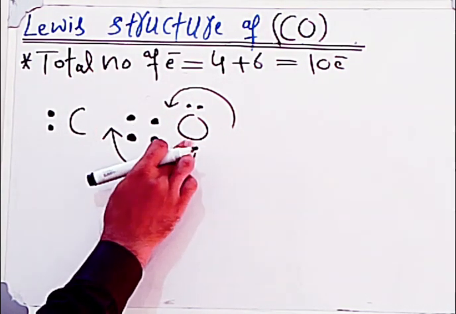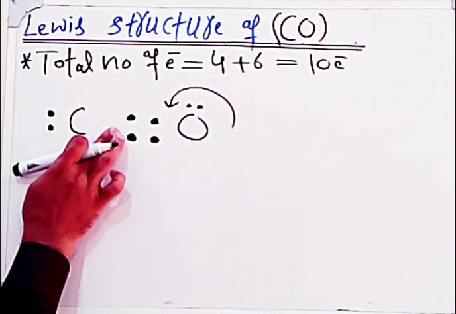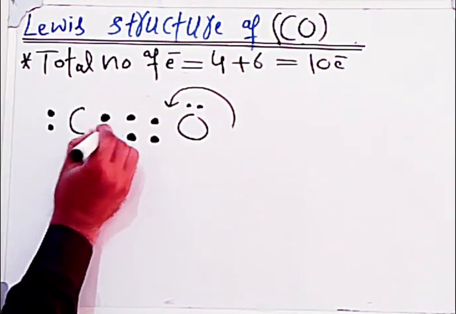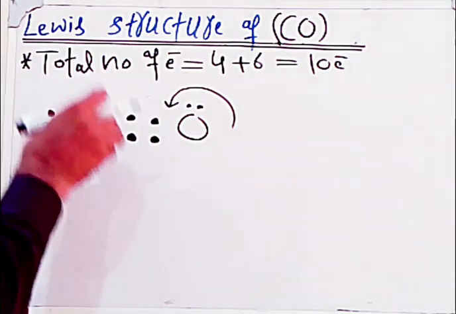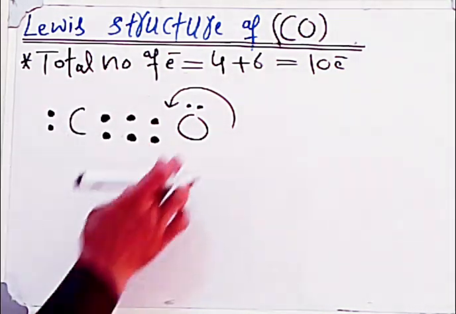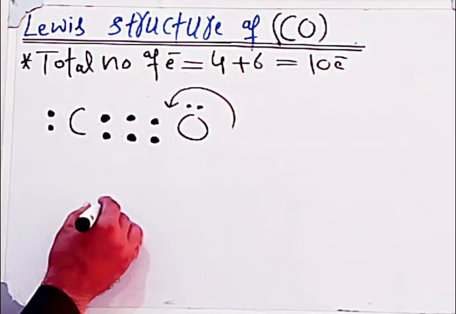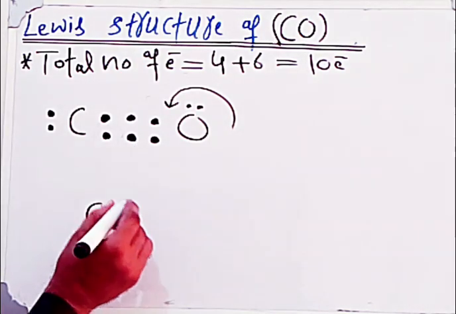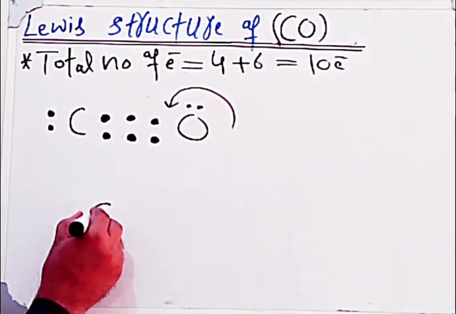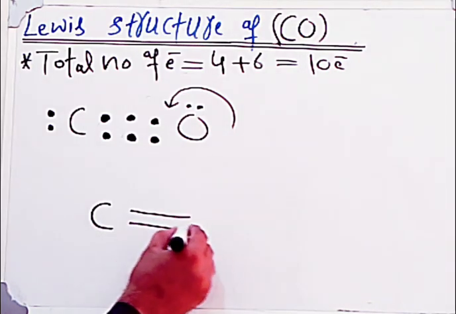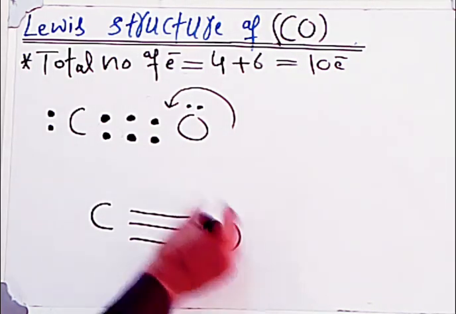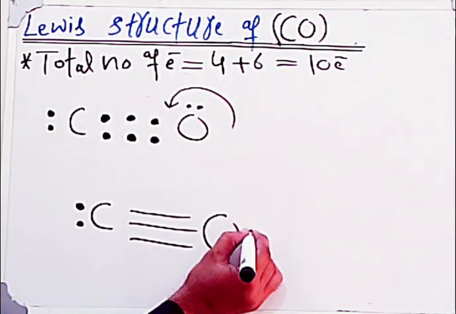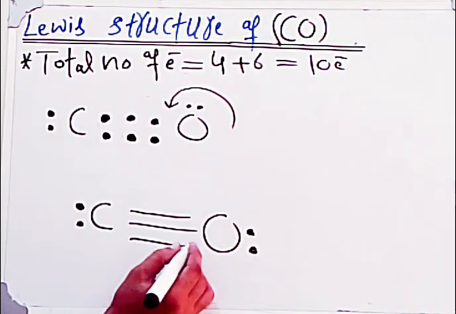So students, if we transfer this pair of electrons between carbon and oxygen, then there will be a triple covalent bond. I can make a triple covalent bond between carbon and oxygen. So students, the Lewis structure of carbon monoxide becomes like this. Carbon, triple covalent bond with oxygen, with one lone pair on carbon and one lone pair on oxygen.